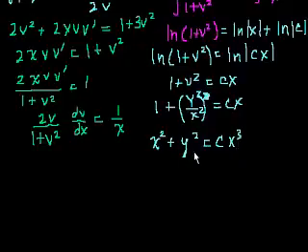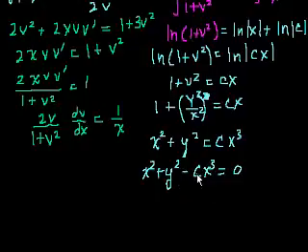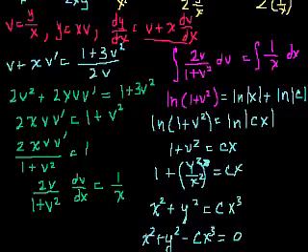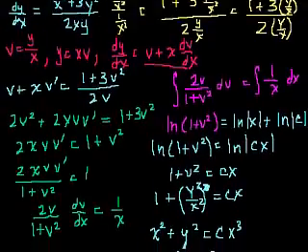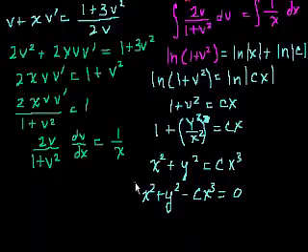If we want to put all of the variable terms on the left-hand side, we could say that this is equal to x squared plus y squared minus cx to the third is equal to 0. And this implicitly defined function or curve or however, whatever you want to call it, is the solution to our original homogeneous first order differential equation. So there you go. I will see you in the next video.